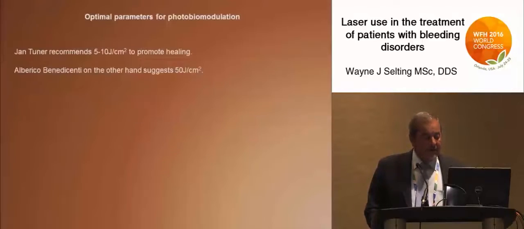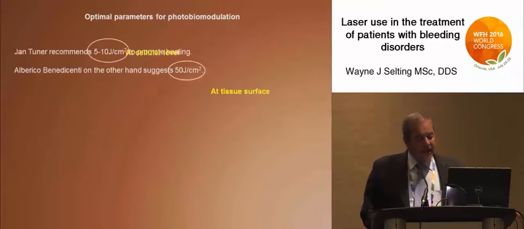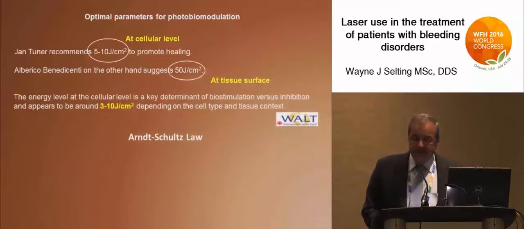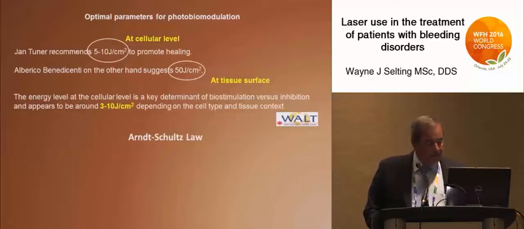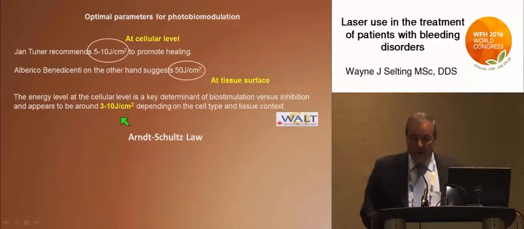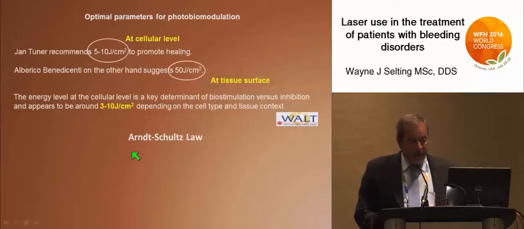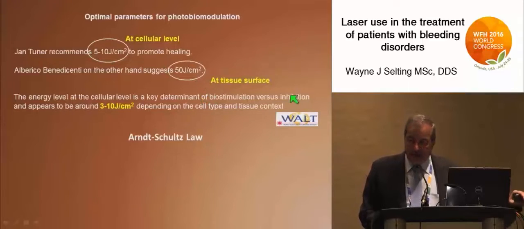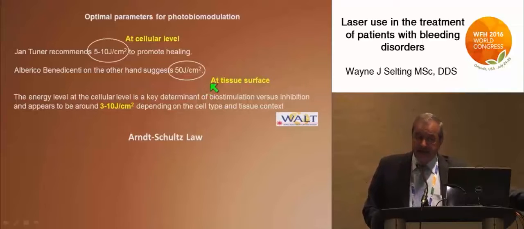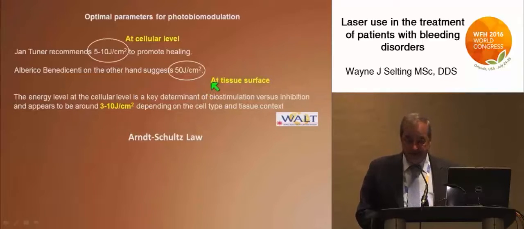Are there optimal parameters? Yes, let me get to here. The energy level, this is what has been accepted after more than 1,500 papers in medicine and in dentistry. The energy level at the cellular level is the key determinant, and that should be between 3 and 10 joules per centimeter squared. Different people around the world have come up with different numbers, but that is because at the tissue surface, the amount that you apply to the surface of the tissue is not what gets to that cell that's 4 or 5 millimeters deep in the tissue.